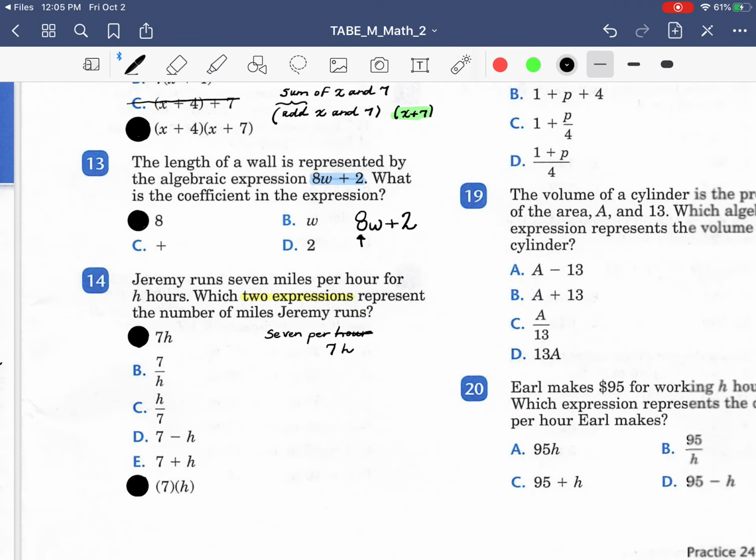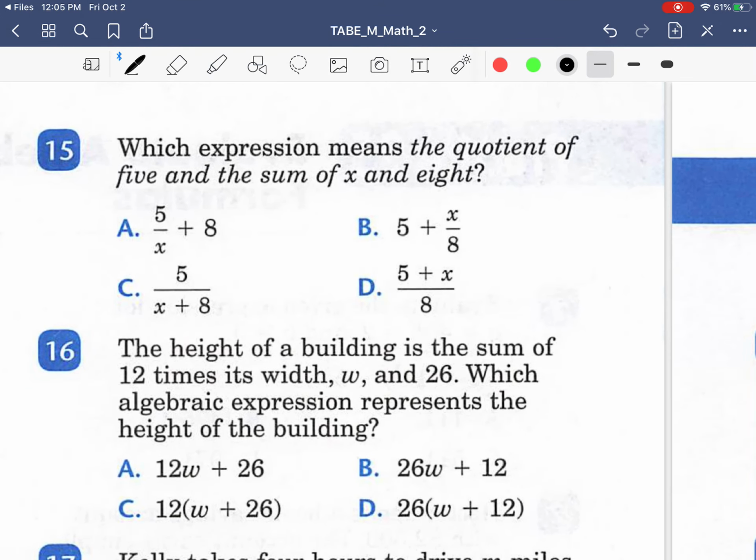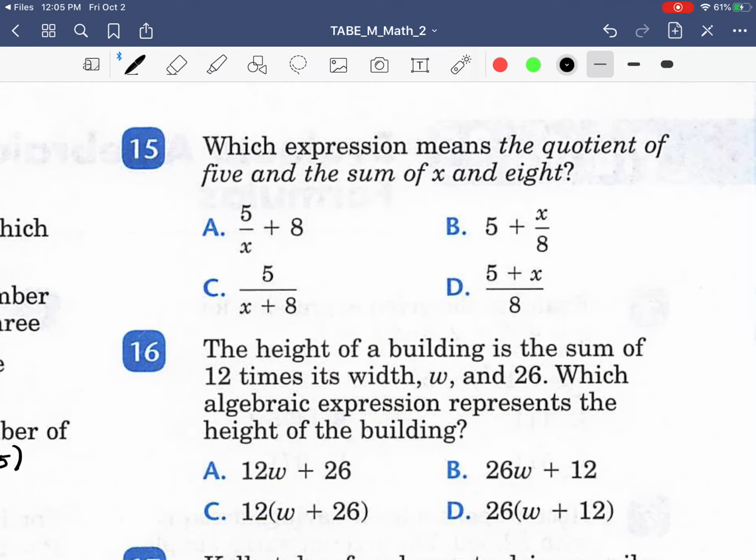Number 15. Which expression means the quotient of 5 and the sum of x and 8? So quotient of 5, sum of x and 8. Sum is add, so we need to be adding x and 8. The only one of these choices that adds x to 8 is C. Quotient means division, so that makes sense.